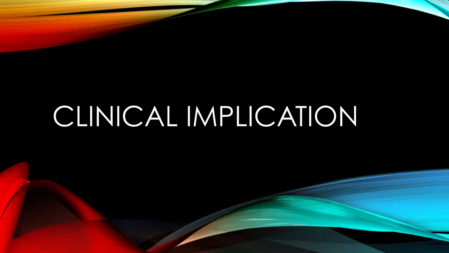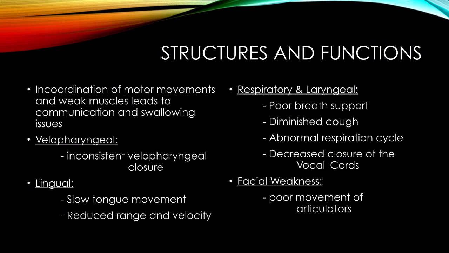Some clinical implications of this study. When dealing with the structures and functions, it is important to keep in mind that the incoordination of motor movements and weak muscles leads to the communication and swallowing issues found in ataxic dysarthria. Inconsistent velopharyngeal closure is often common in those with ataxic dysarthria. Slow tongue movements with a reduced range and velocity may also occur. Due to the weak and uncoordinated respiratory muscles, poor breath support, diminished cough, abnormal respiration cycle, and decreased closure of the vocal folds can be found with these individuals.